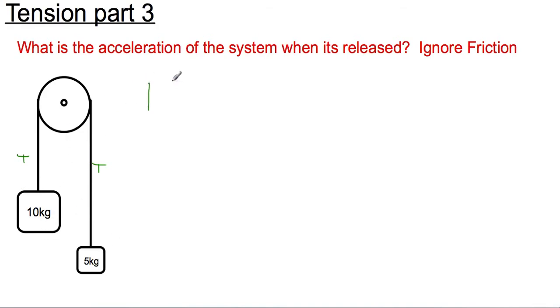So we're going to draw a free body diagram of the 10 kilogram mass. I know there's two forces acting on this. One is the weight pulling it down, and the other is a tension pulling it upward. So there's our T. Here's our weight, which is mass times gravity, which in this case is 10 kilograms times 9.8 meters per second squared, which will equal 98 newtons.